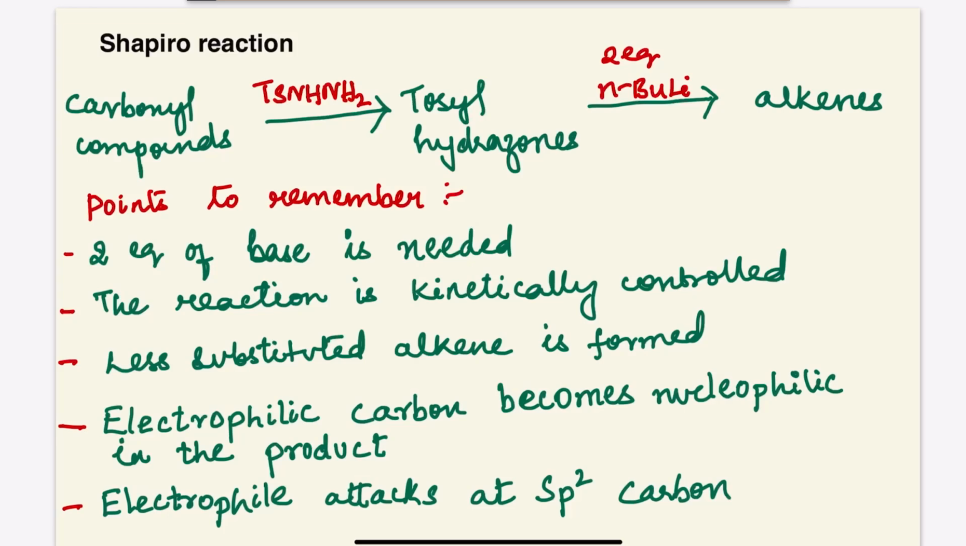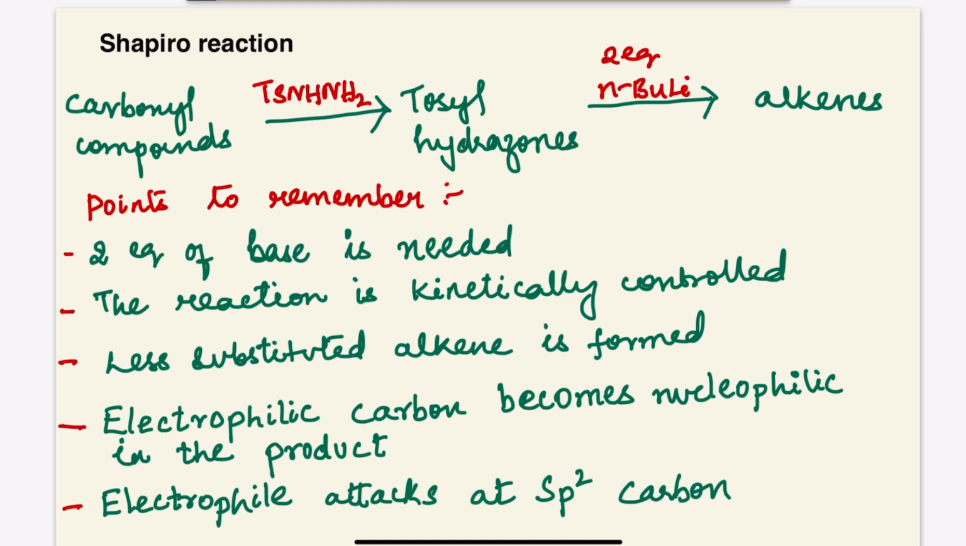In this video, I am going to discuss the previously asked questions from CSIR and GATE examinations on the Shapiro reaction. The Shapiro reaction is a method to prepare alkenes from carbonyl compounds. When we take carbonyl compounds and react them with tosyl hydrazine, we get tosyl hydrazones. These tosyl hydrazones, on reaction with two equivalents of butyl lithium, give the alkenes.